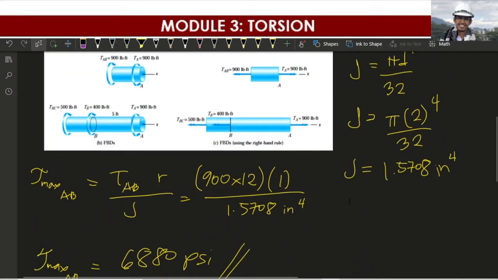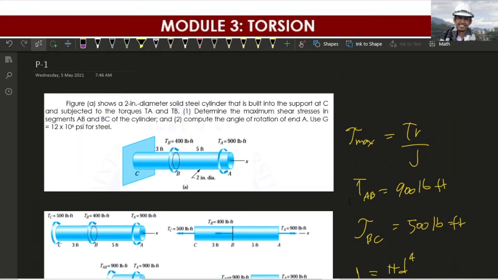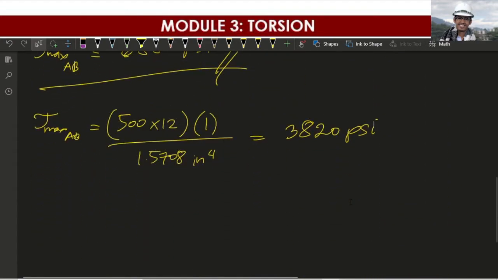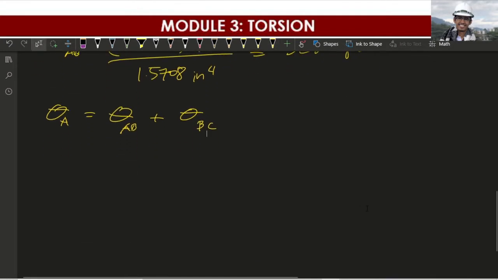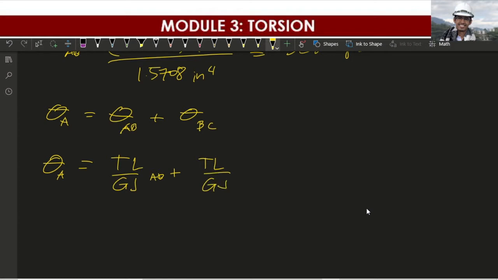Okay? So for part 2, compute the angle of rotation of end A. So let's compute the angle of rotation. So yung angle ng rotation natin, actually the angle of rotation at end A is equal sa summation ng ating angle of twist of the two segments. So yung angle of twist ng AB plus yung angle of twist ng ating segment BC. Okay? So ang formula natin for angle of twist, that is TL over JG. So theta A is equal to yung TL over JG ng ating segment AB plus TL over JG ng ating segment BC.